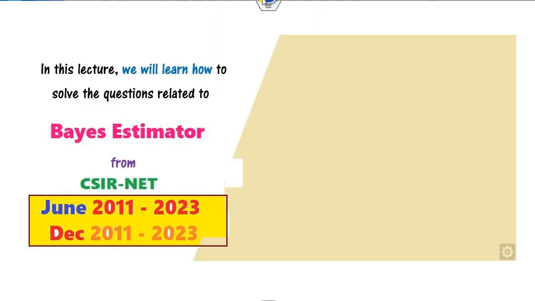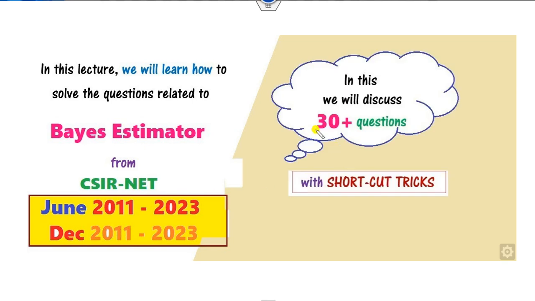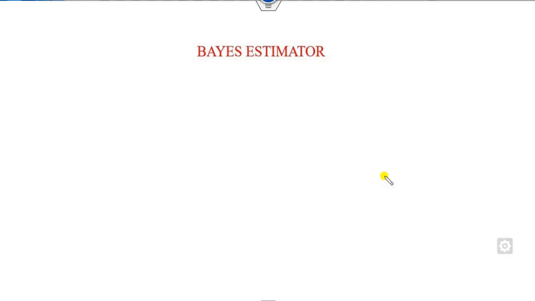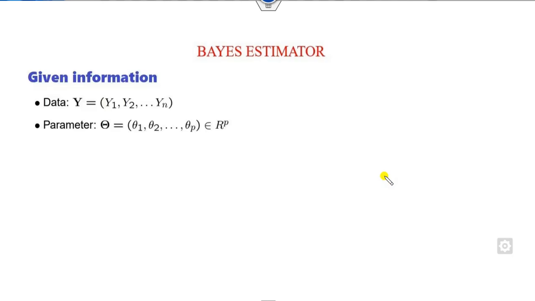So what is the objective of this lecture? We will see all those questions from the Bayes Estimator related to the last 13 years. We are explaining the 30 plus questions which were asked here with the help of the shortcut trick. So before I give you the solutions of these examples, let me first recall what the Bayes Estimator is and what the various shortcut tricks are.